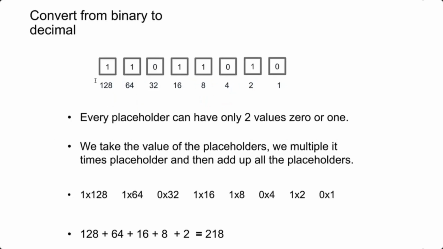In this example, we have an 8-digit binary number, so there are 8 placeholders. So the decimal equivalent of this number would be 2 plus 8 plus 16 plus 64 plus 128, or 218.